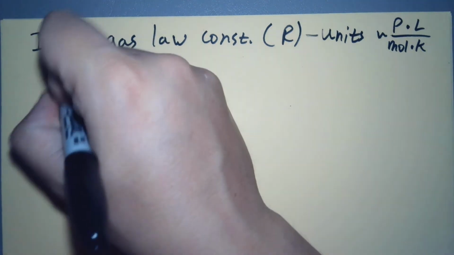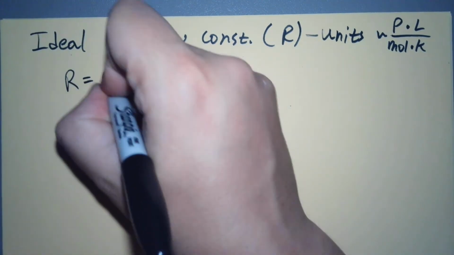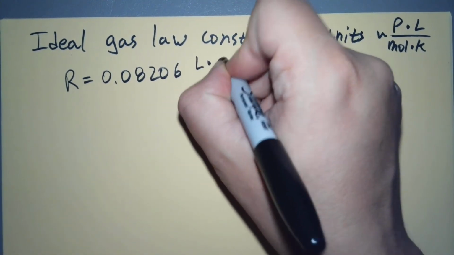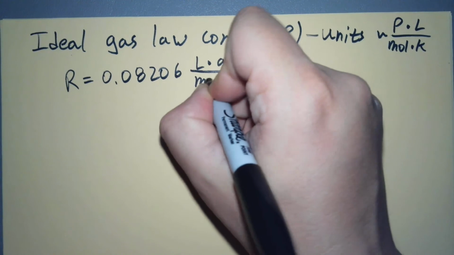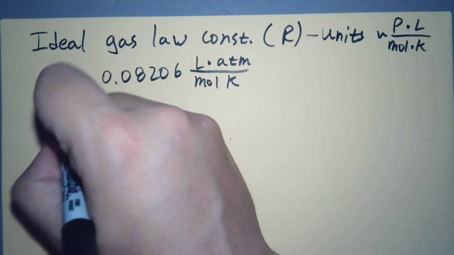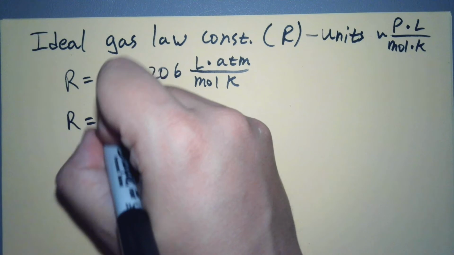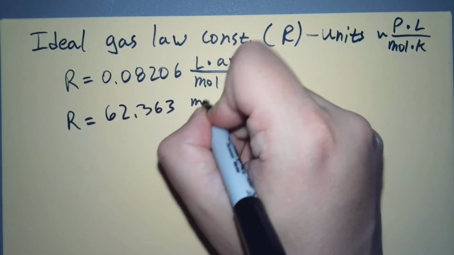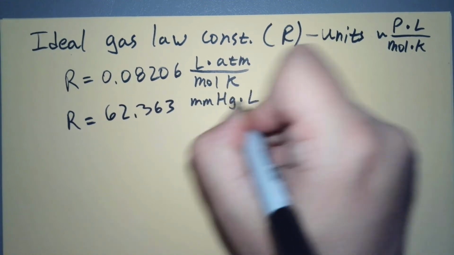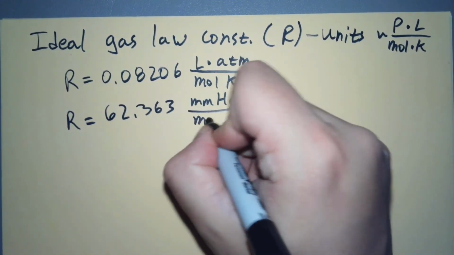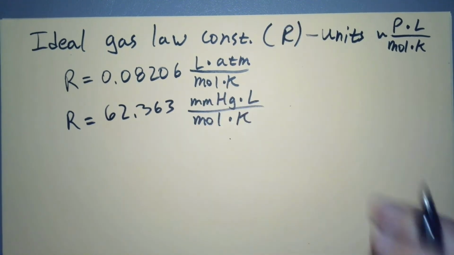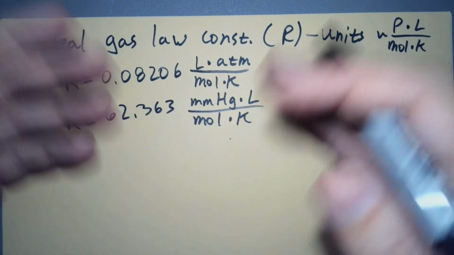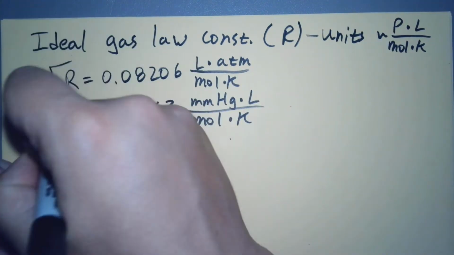So, R equals 0.08206 liters atmospheres per mole Kelvin. R also is equal to 62.363 millimeters of mercury times liters per moles Kelvin. Okay? So remember, we only care about millimeters of mercury or atmospheres, and so depending on what your unit of pressure is in the problem, use one of these values of R.